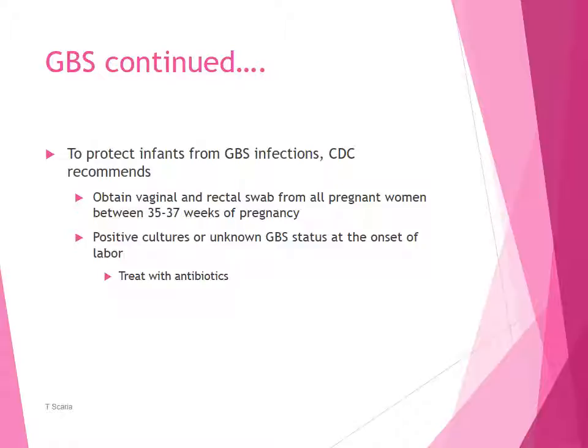To protect infants from GBS infections, the CDC recommends obtaining vaginal and rectal swabs from all pregnant women between 35 to 37 weeks of pregnancy. For positive cultures or unknown GBS status at the onset of labor, we need to treat the mothers with antibiotics. So when you go to the clinical, you will see that GBS status is most of the time negative, or positive and treated with antibiotics, or unknown. So when you go to the clinical, I would like you to look at the patient's chart and try to find the GBS status of the mother.